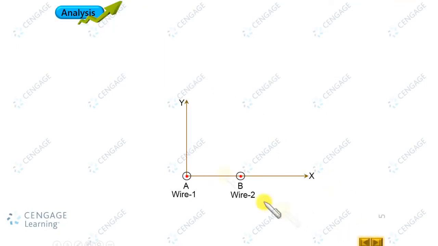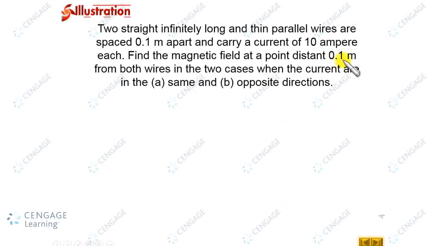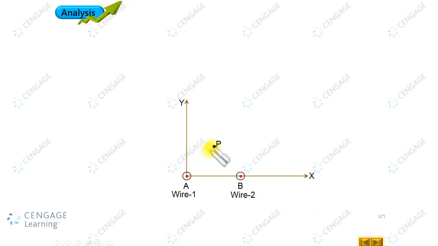A point under consideration which is equidistant from these two wires would be somewhere here or somewhere here also. So let us consider one situation. Let us consider this point is here. That means the distance of this point from this wire and this wire is the same, and this is equal to 0.1 meter. If we join, this will be the equilateral triangle.